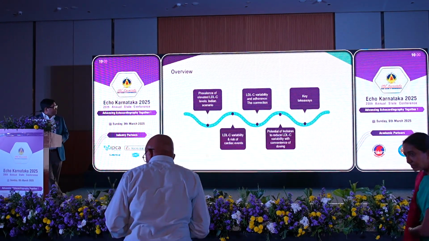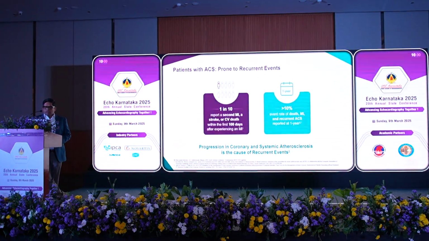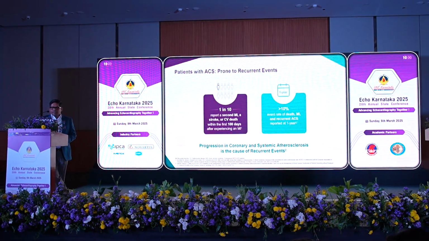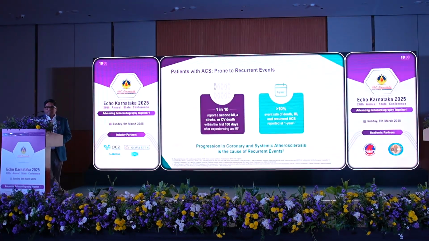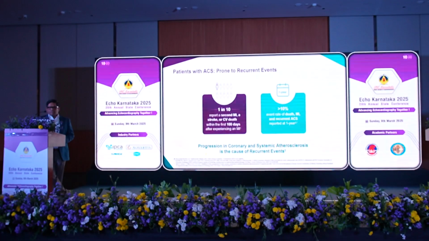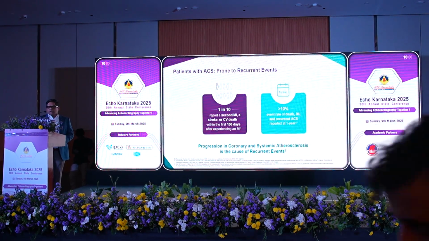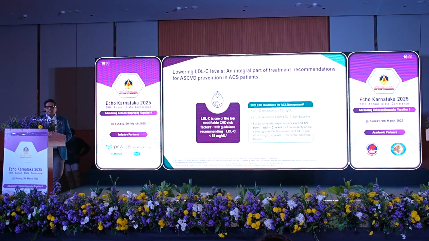So why is it important that we give so much importance to cholesterol medications? Patients with ACS are prone to recurrent events. As all of us know, 1 in 10 patients report a second MI or a stroke or a CV death within the first 100 days after experiencing a heart attack. And more than 10% event rates of death, MI or recurrent ACS are reported at the end of 1 year. So progression of coronary and systemic atherosclerosis is the main cause of recurrent cardiac events.